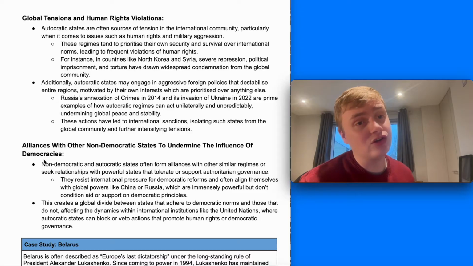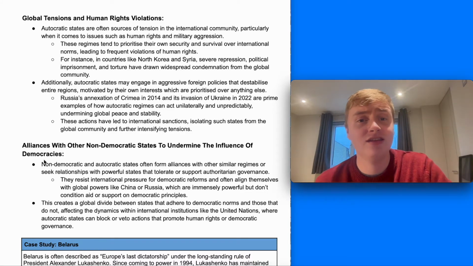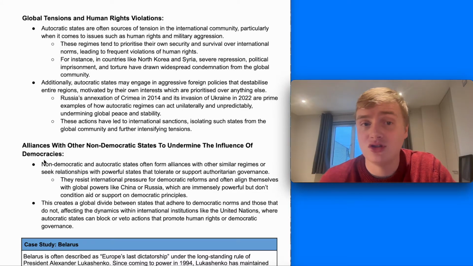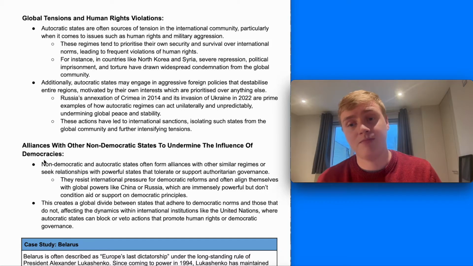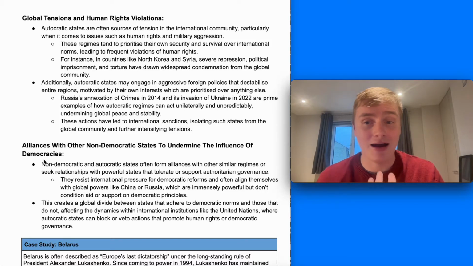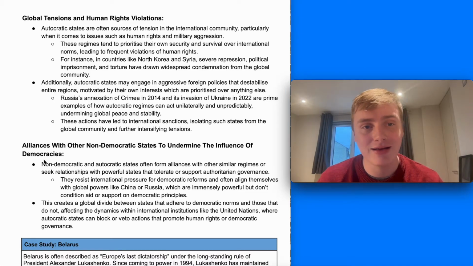They've also caused global tensions and human rights violations. They're often sources of tension in the international community, particularly when it comes to human rights and military aggression. They don't respect human rights in comparison to democratic states, and are more likely to be aggressive militarily as they prioritize their own security and survival, especially their leaders', over international norms.